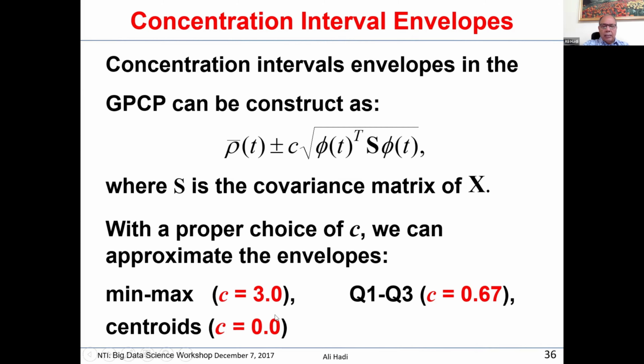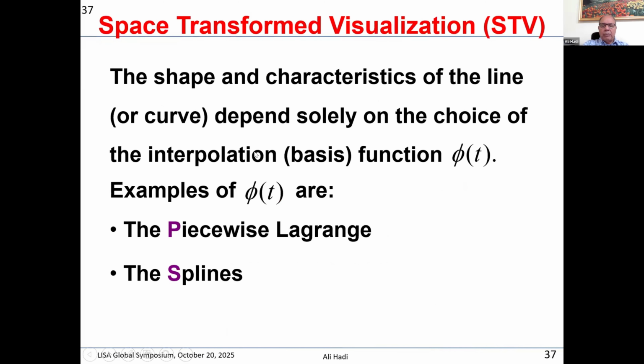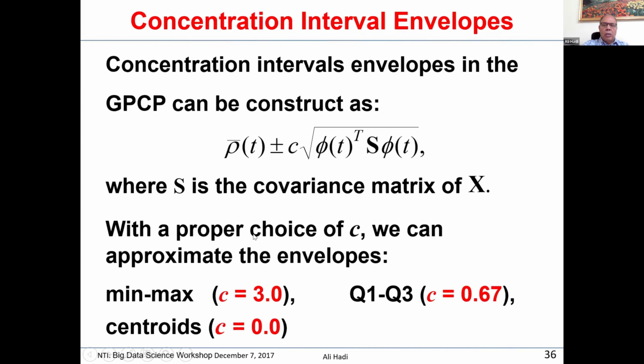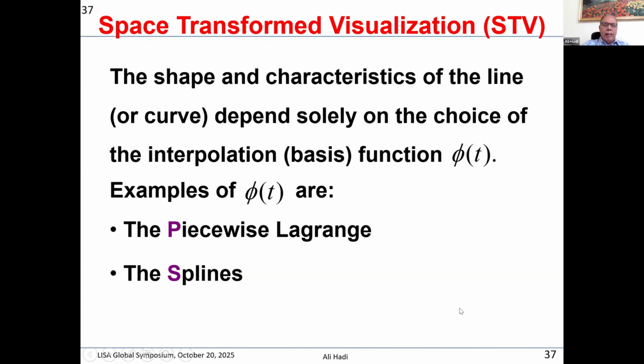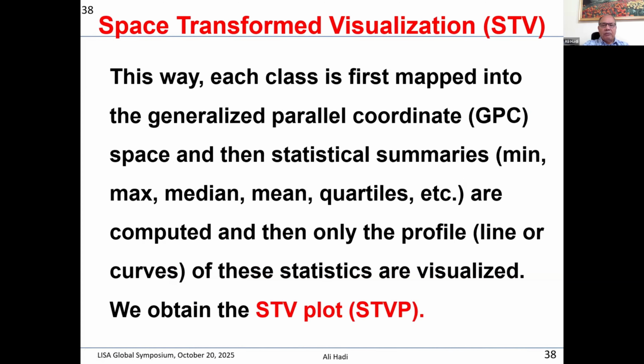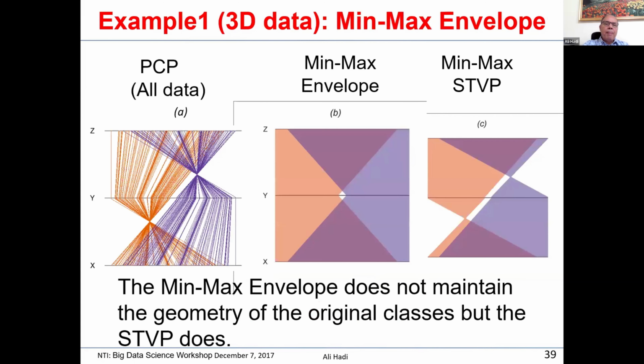So for example, like 3 or 0 or 0.67. The 3.0 corresponds to the min-max enveloping. When you have c equal to 0, you talk only about the centroid, X bar or rho bar. But c of 0.67, assuming normality here, means that it is the Q1 and the Q3 here. So let me skip here for the sake of time and go directly to examples.